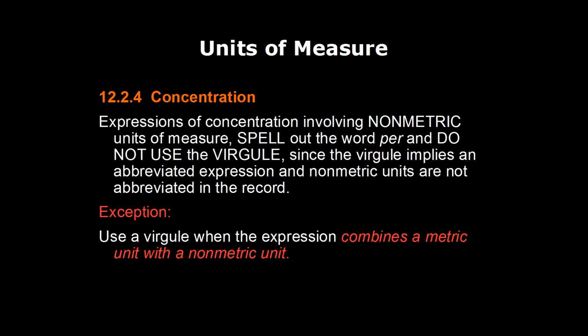It says you can use a forward slash or a virgule when the expression combines a metric unit with a non-metric unit. Okay, so what it says then, so if there's a concentration which involves a non-metric unit of measure, then we have to spell it per. Okay, all right, just get that in your head for a minute. But then it says the exception is you can use the forward slash when there's both a metric unit and a non-metric unit. What the heck does that mean?